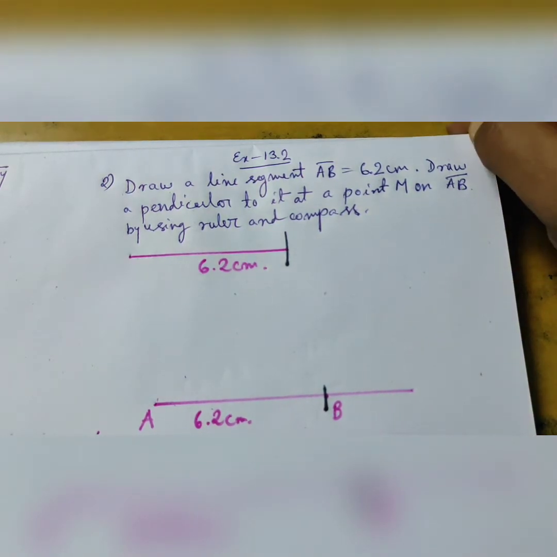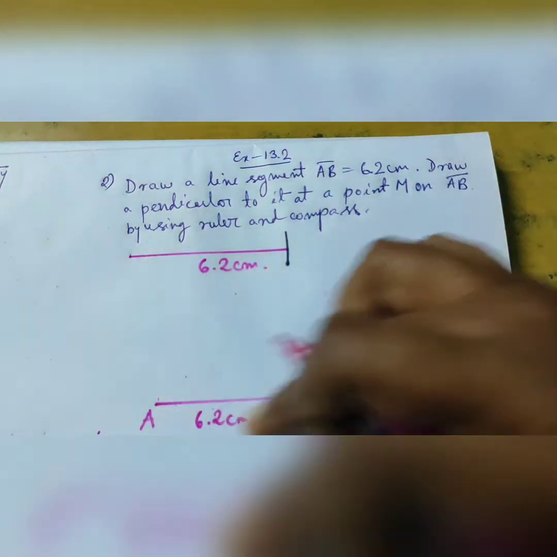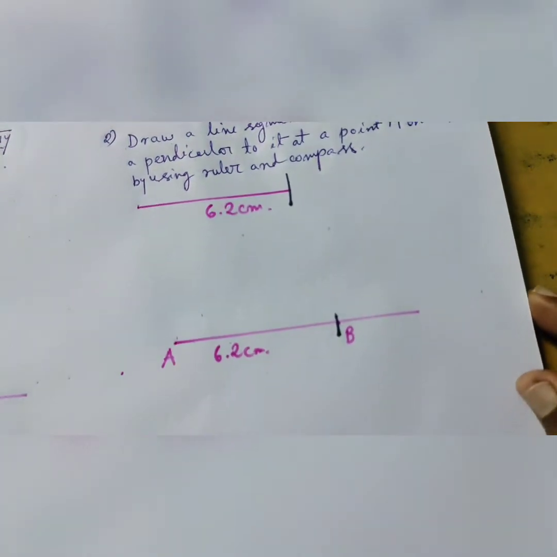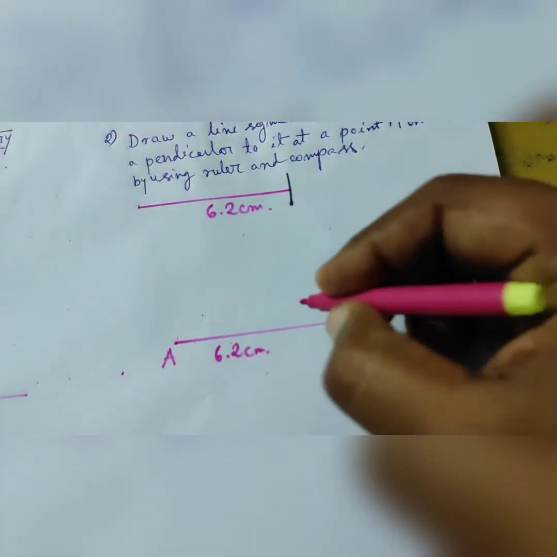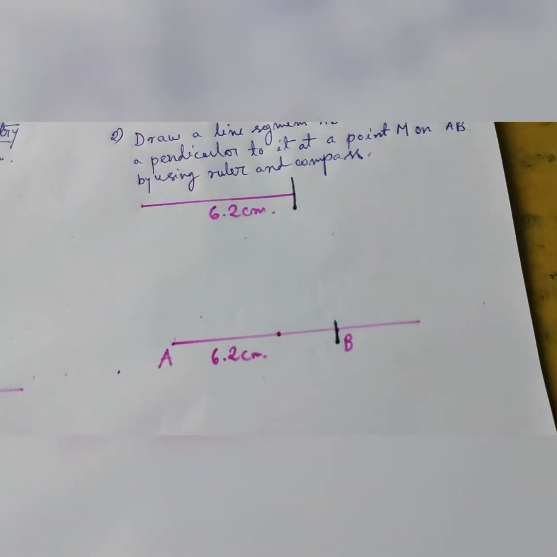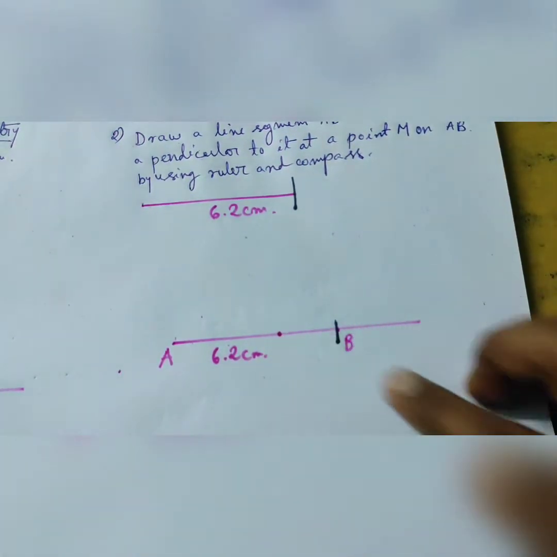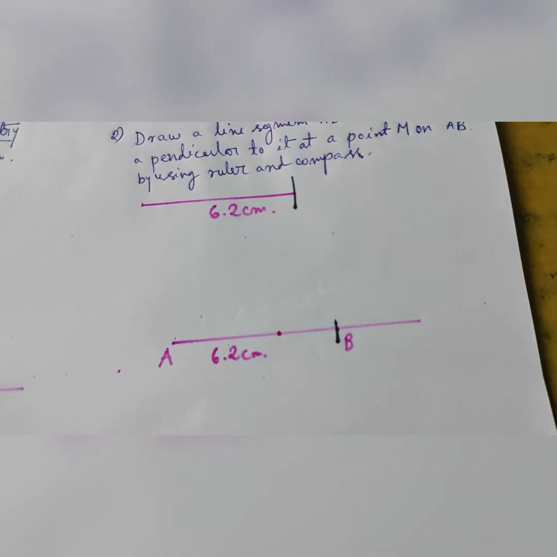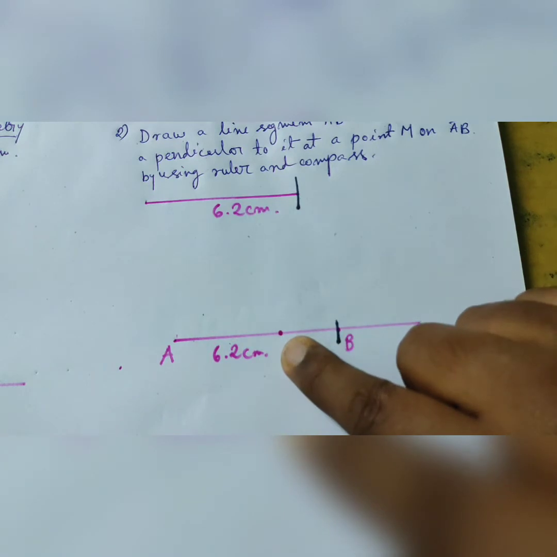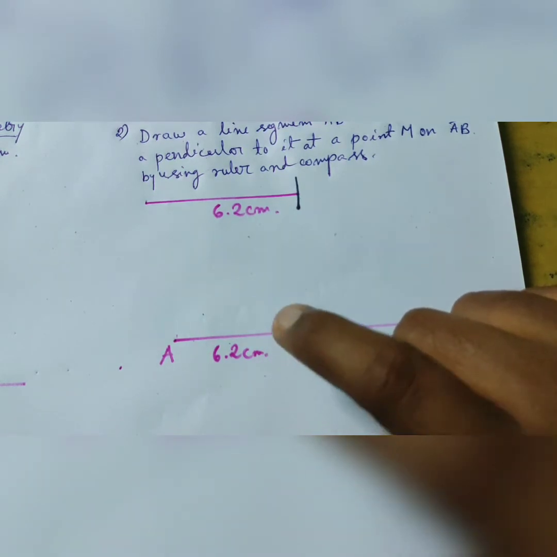Next, we will draw a perpendicular to this AB at a point M on AB. So let us take a point M on AB. Suppose we have taken a point M over here. Okay, so this is our M point. Now at M we will draw a perpendicular, and perpendicular means it is 90 degree. So at this point M we will draw a 90 degree angle.